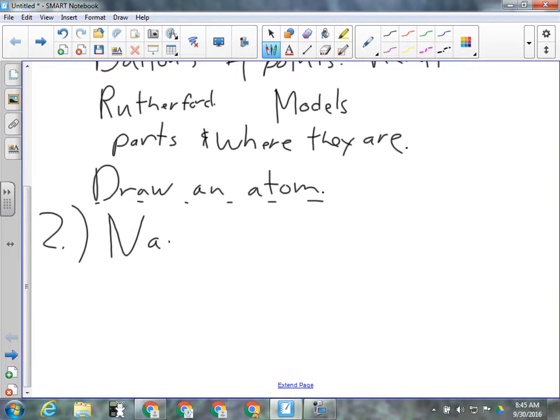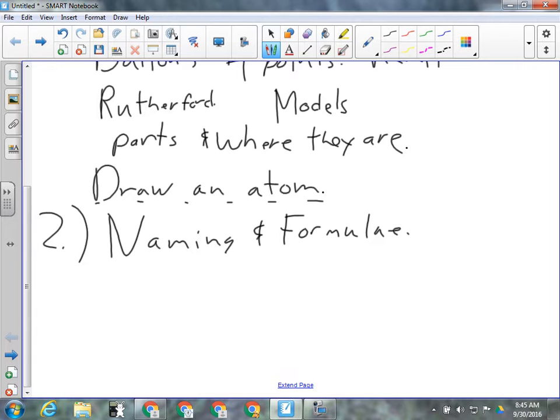Naming and formulas. Obviously you have to be able to do that. You can't do reaction stuff without it. You can't do the mole equation calculations without it. You've got to be able to write names and formulas properly, right?